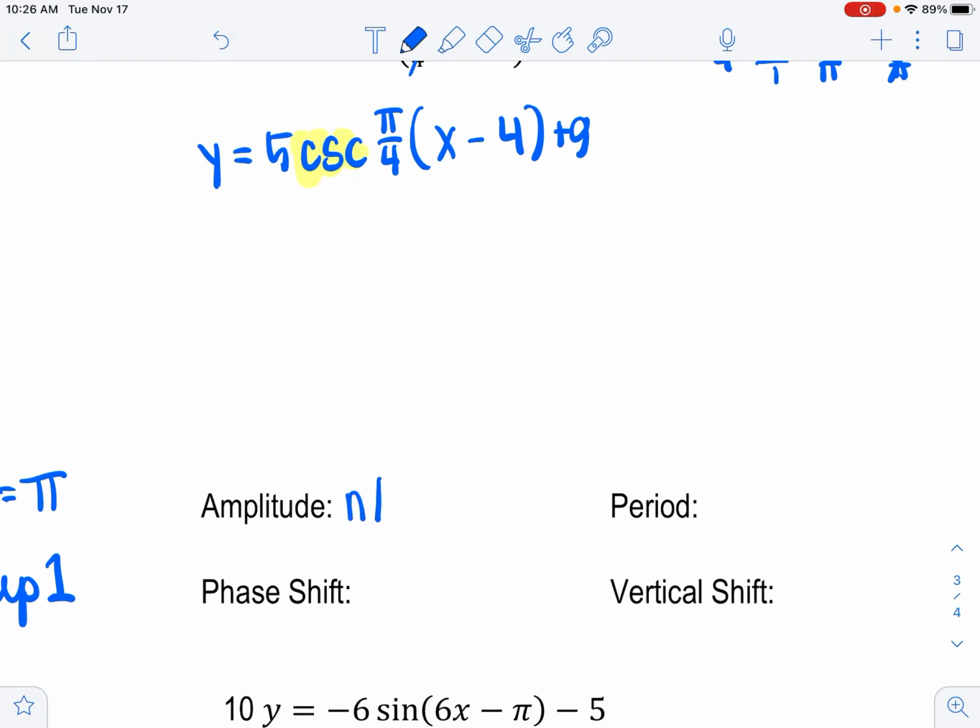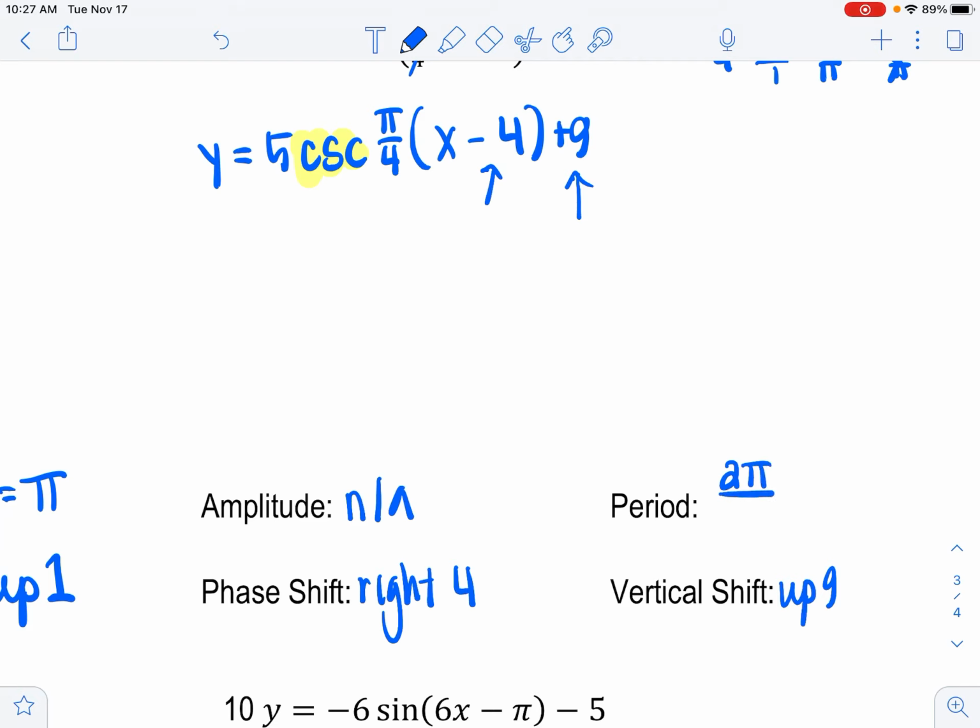All right, my amplitude, this is cosecant. Cosecant does not have amplitude, so this is not applicable. Phase shift, this is right 4. Vertical shift, this is up 9.